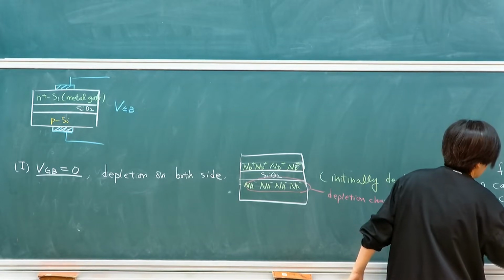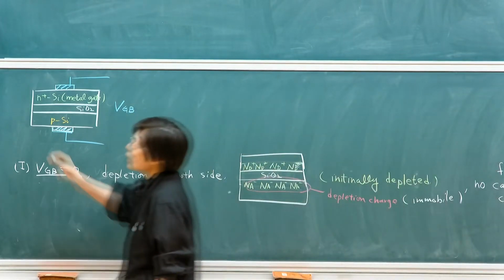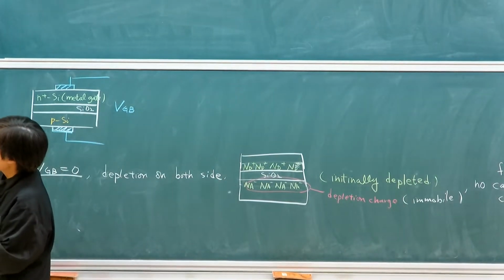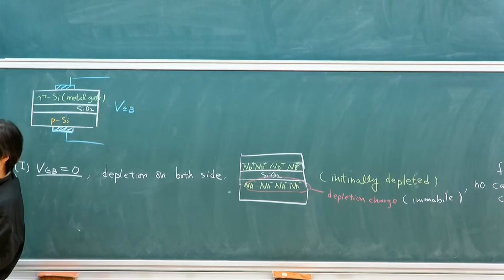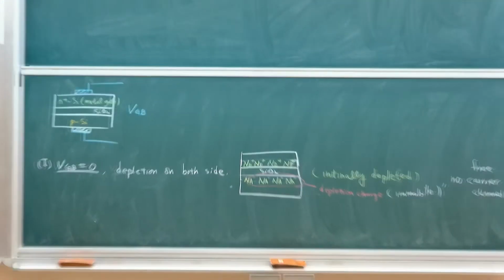Therefore, we expect that there shouldn't be any current. Remember, the essential way of creating current is that you need to create channel carriers and then apply a field allowing these carriers to move. So if there are no carriers, there's no possibility of moving.